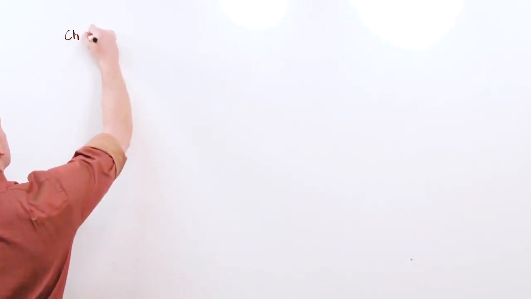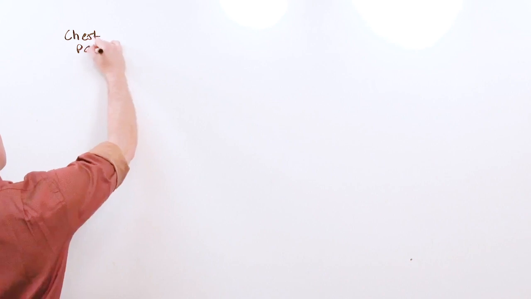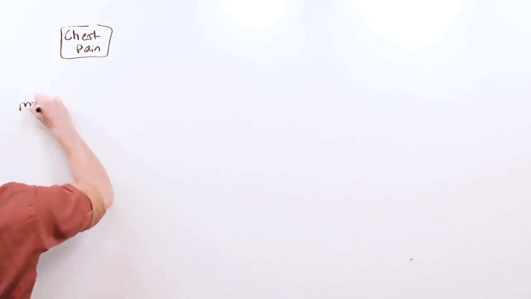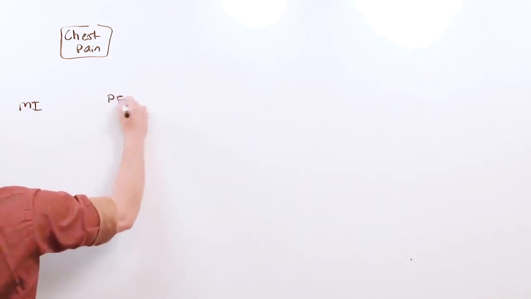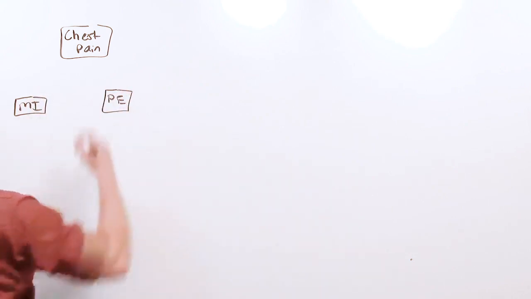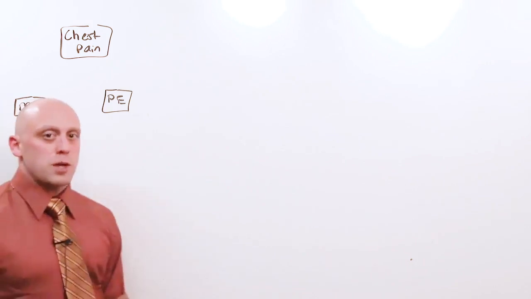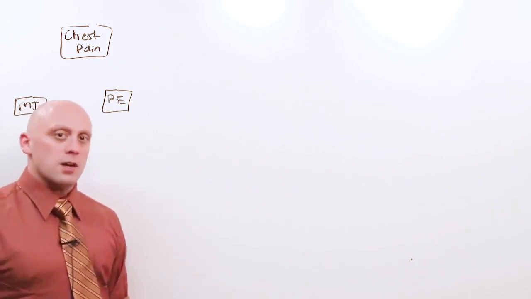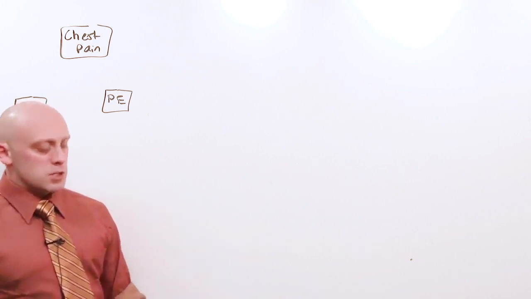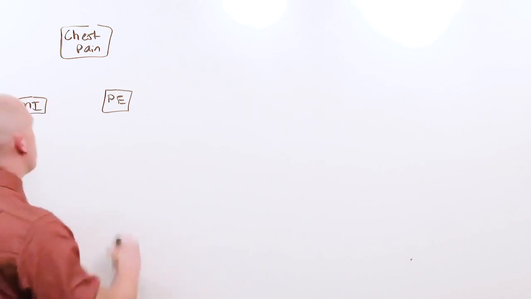Let's go through each condition one at a time. The first one is going to be post-operative chest pain. And what you're doing with chest pain is deciding, is this person having chest pain because of an MI, a PE, or something else? Because these are the things that are going to kill you. And most of the time, patients who are having chest pain post-operatively do not have these diseases. But in a patient who suddenly develops chest pain, you've got to figure that out.